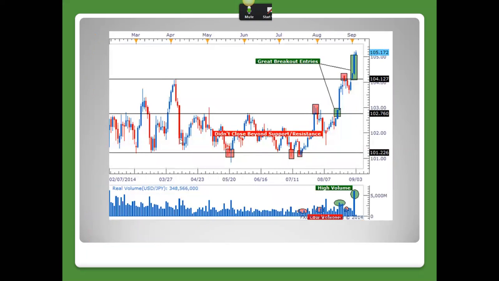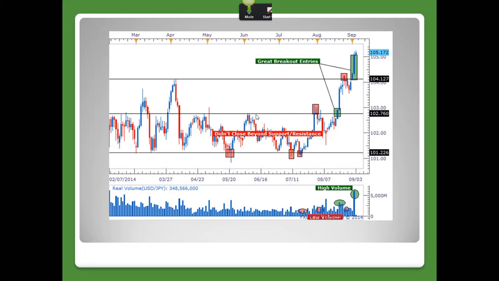So what we're looking for here, for example, is a chart that I found. This is not my chart, but it was a good example, so I thought I would share it. What we have here is a range. This is US dollar, Japanese yen, from FXCM, which is one of the brokers.